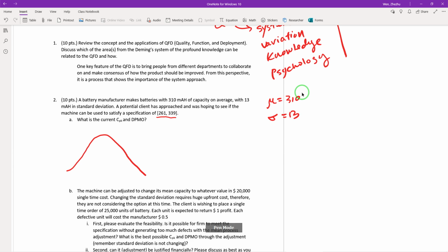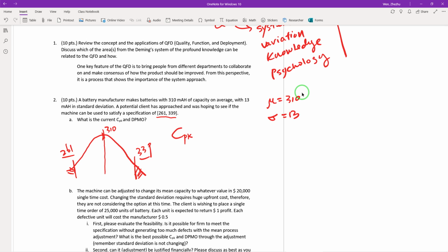it's always going to be helpful to draw the distribution first. So here is the center, 310. Your client is asking if you can do 339 upper, 261 lower. Okay, so we'd like to know whether we are going to make too many defects that are bigger than or less than the specification limit. So let's figure out the Cpk first.